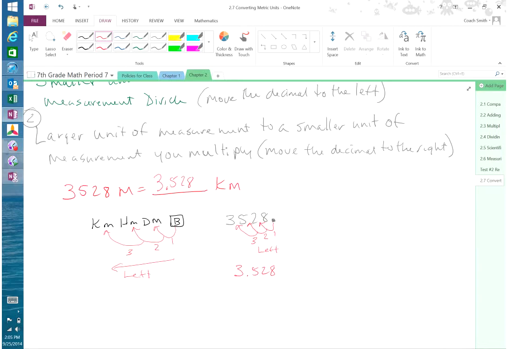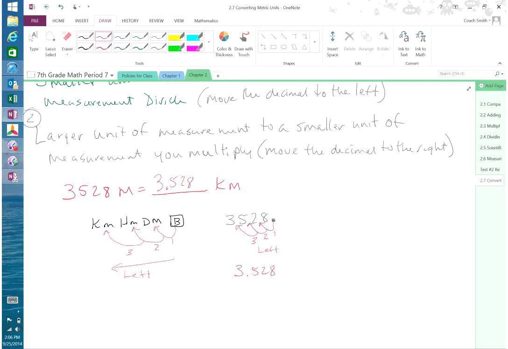Just like, for example, if I had 10,560 feet, and I was going to miles, would 10,560 increase if I'm going to miles, or would it decrease? It decreases, because there's 5,280 feet in a mile. So you'd go from 10,560 feet, and that would be 2 miles. So the number went from 10,560 to 2. Just like here, you went from 3,528 to 3.528. Because there's 1,000 meters in 1 kilometer. That's why it changes that way.